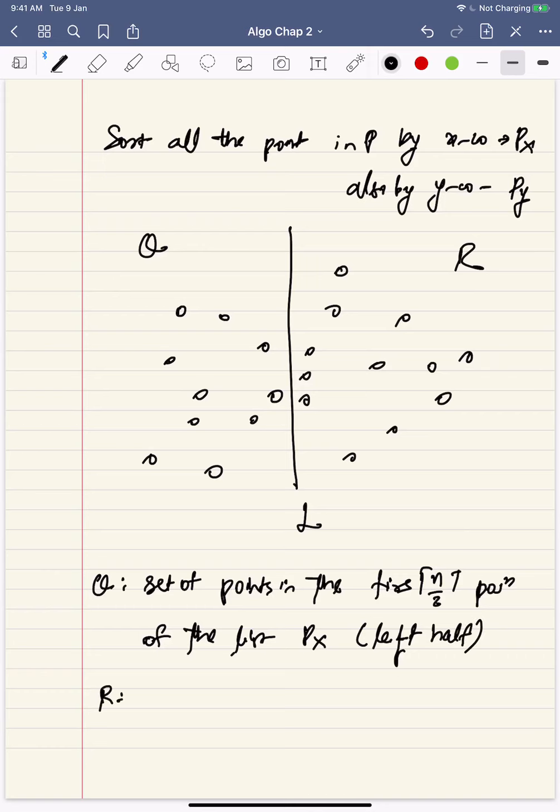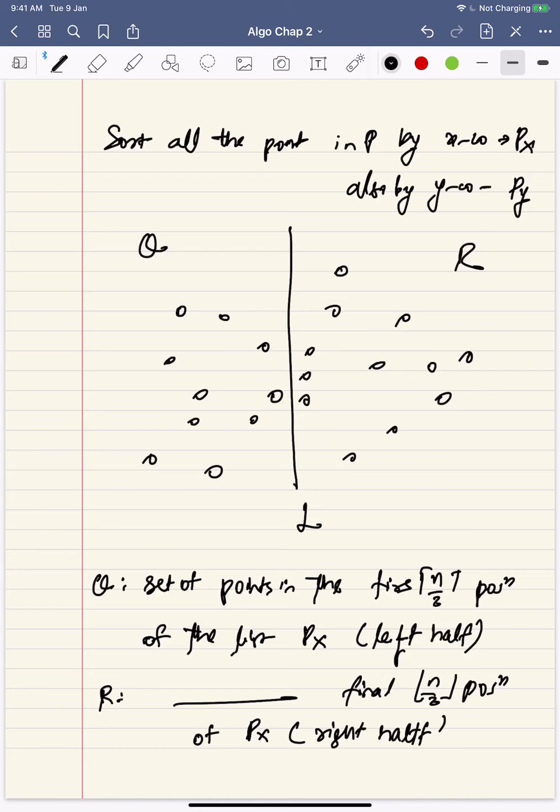And similarly, R is the set of points in the final n by 2 positions of Px. So this is your right half. So I can systematically divide them into left and right parts. That part is fine.